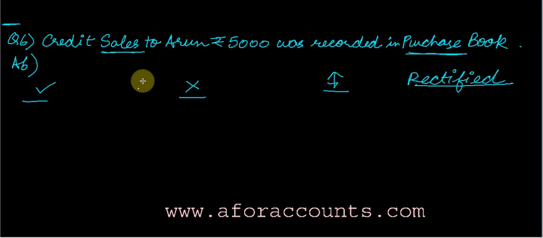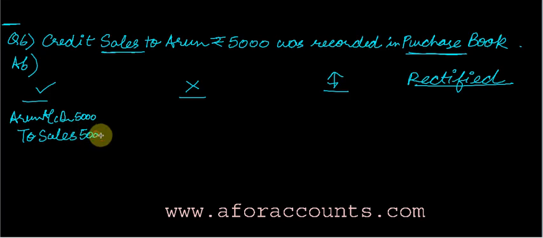Credit sales to Arun. The entry will be Arun account debit 5000 to sales. Sales needs to be always credited. We know that by now. Okay. What is the wrong entry which is done? It is recorded in purchase book. So what entry must I have done? Recorded in purchase. So purchase account debit to Arun.